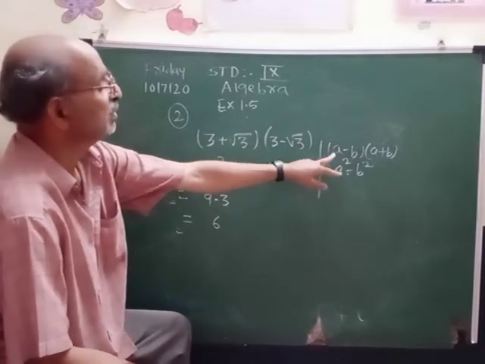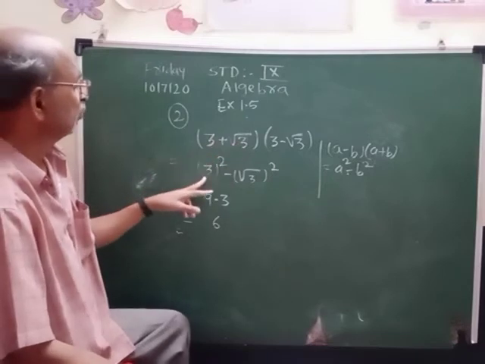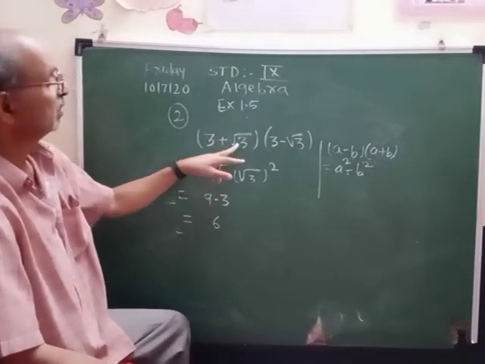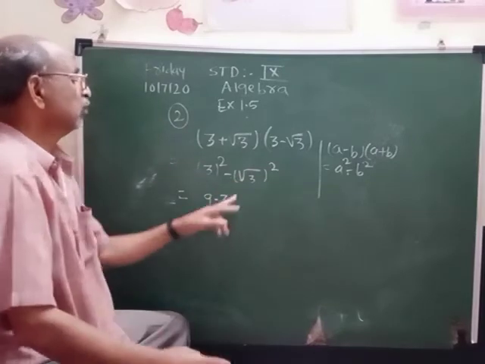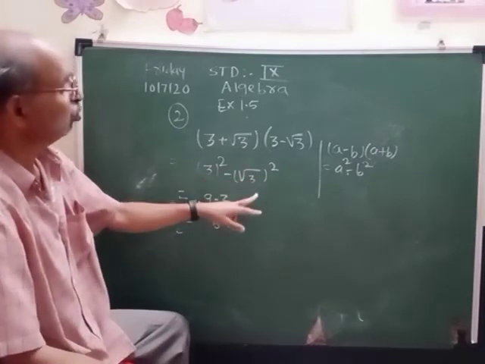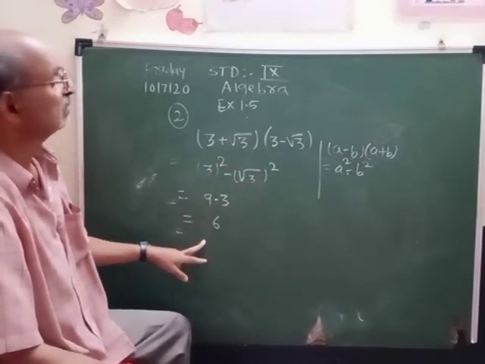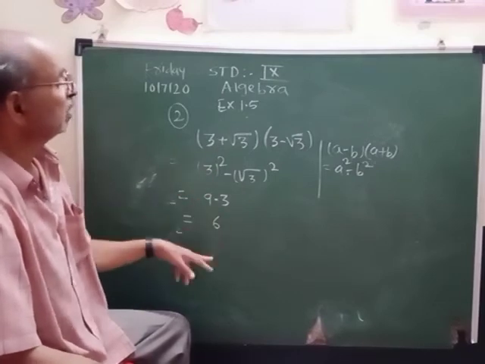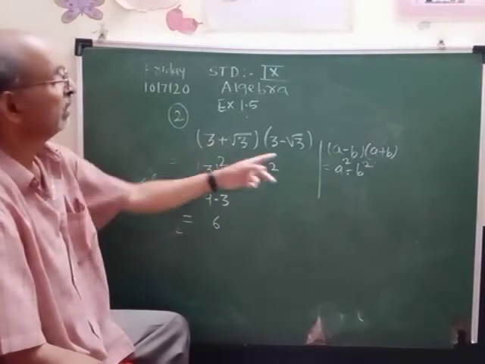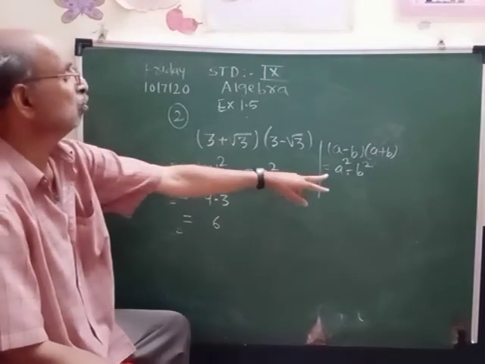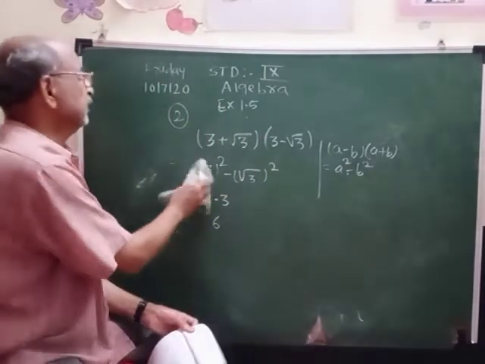A square minus b square is the identity for (a minus b)(a plus b). By using that, the square of the first term, that is 3 square, minus the square of the last term, that is root 3 square. So 3 square is 9, and root 3 square, when the number is in the root, its square is taken as the same number in the root, that is 3. So 9 minus 3 is 6. In this way, we can solve using this identity, (a minus b)(a plus b) is equal to a square minus b square. Now, the next example we see.